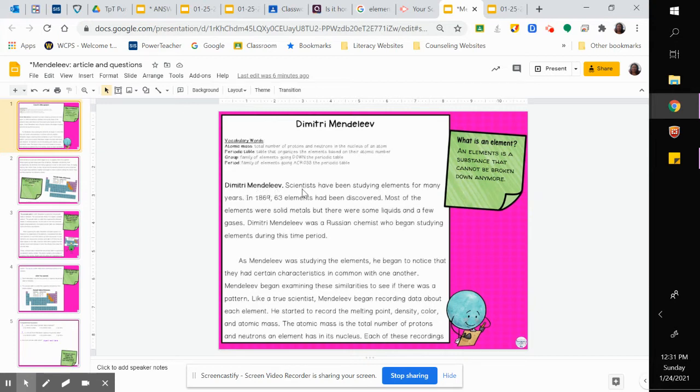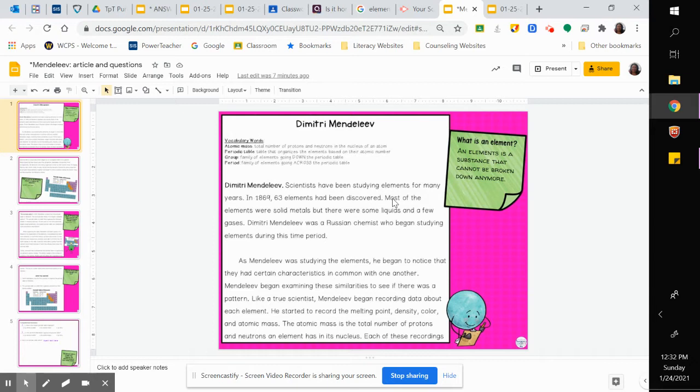Dmitri Mendeleev. Scientists have been studying elements for many years. In 1869, 63 elements had been discovered. Most of the elements were solid metals, but there were some liquids and a few gases. Dmitri Mendeleev was a Russian scientist who began studying elements during this time period. As Mendeleev was studying the elements, he began to notice that they had certain characteristics in common with one another. Mendeleev began examining these similarities to see if there was a pattern.